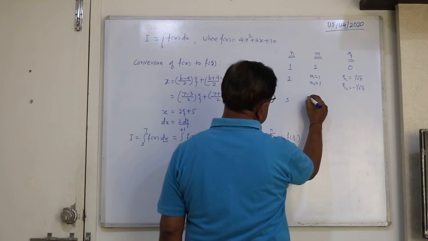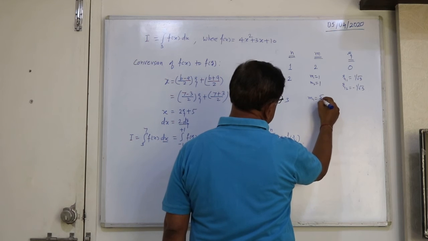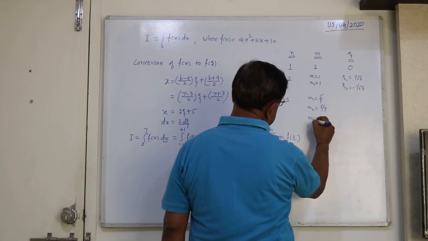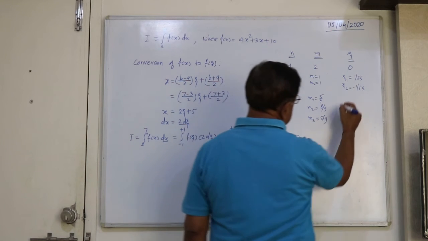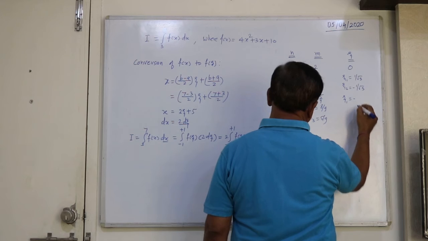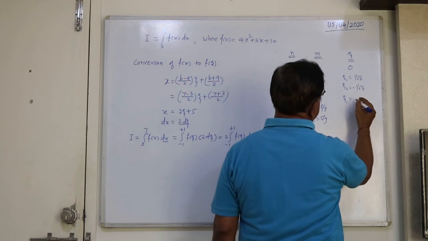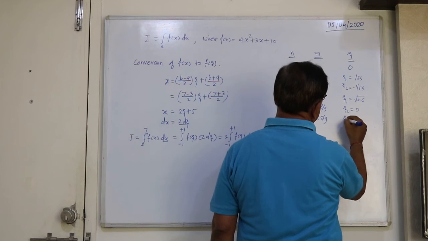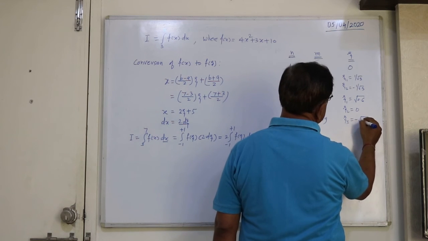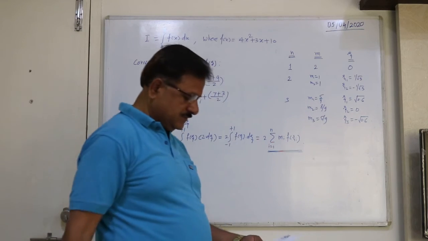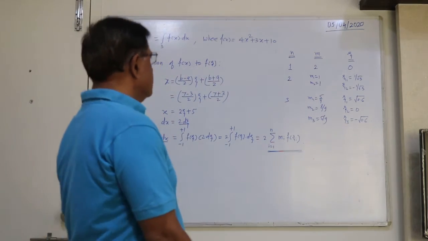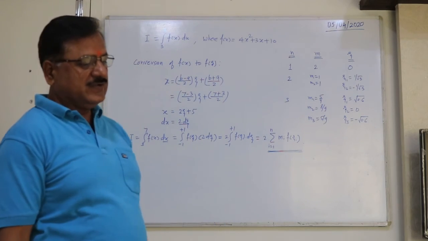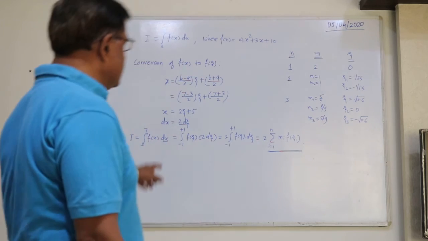If you take 3 points, m1 is 5 by 9, m2 is 8 by 9, and m3 is again 5 by 9. And xi1 is plus root 0.6, xi2 is 0, and xi3 is minus root 0.6. So depending upon the number of Gaussian points, we can take these values, weights and xi. This table will be given to you.